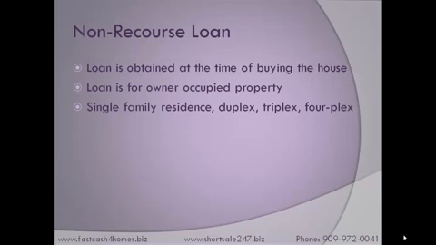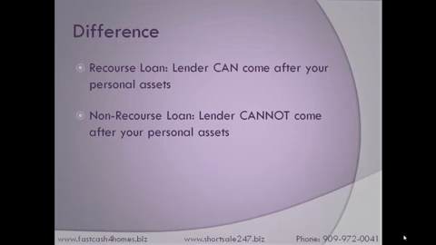Generally, if you take out the loan at the time you buy the house and it's for an owner-occupied property, anything from a single-family residence to a duplex, triplex, or fourplex, as long as you live in it, that's considered a non-recourse loan. Again, owner-occupied, residential, and no more than 1 to 4 units. What does that mean, though, the non-recourse loan? Well, that's huge. It's critically important to understand the differences because the lender can come after your personal assets in the case of a recourse loan. With a non-recourse loan, they cannot.